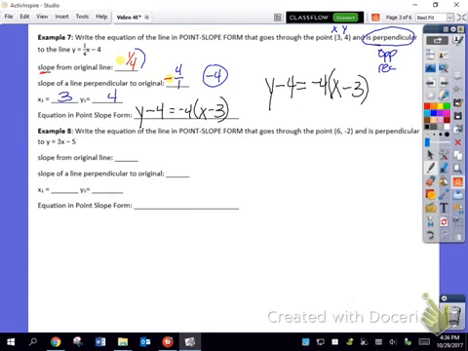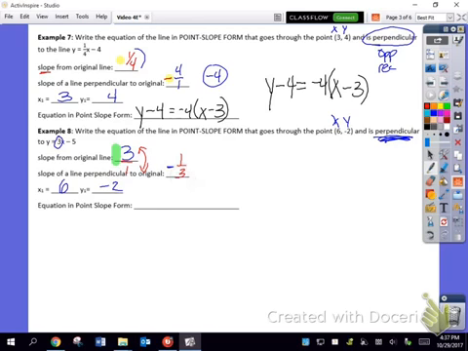Example 8, write the equation of the line in point slope form that goes through x is 6, y is negative 2, that is perpendicular to y equals 3x. So my slope is 3. That's what's in front. Remember, to be perpendicular, I have to do the opposite. So the opposite of 3 is a negative. The opposite of positive is a negative. And then I have to flip it. Well, there's not a fraction here, so put it over 1. Now flip it, and that's 1 over 3.